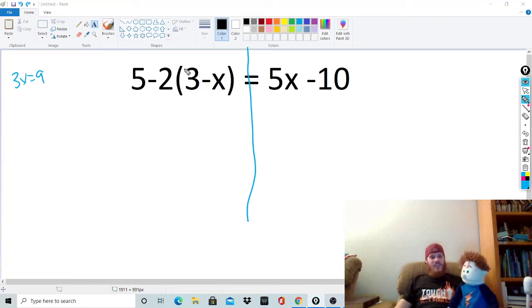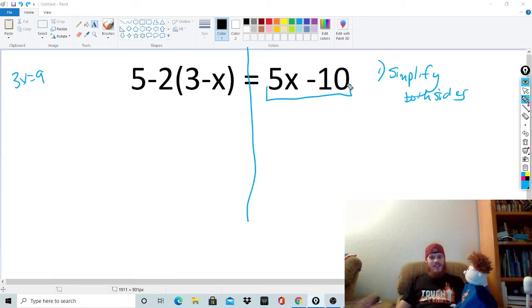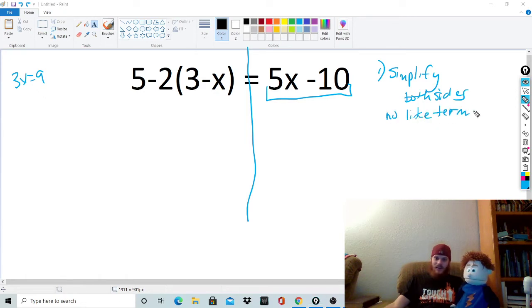So, first off, you always want to simplify. Here's the first thing you want to do. You want to simplify both sides, okay? And here's what I mean by that. Notice this side, it's a 5x minus 10. That guy is simplified because there are no like terms. Like terms are either variable terms or non-variable terms. And here's what I mean by that.